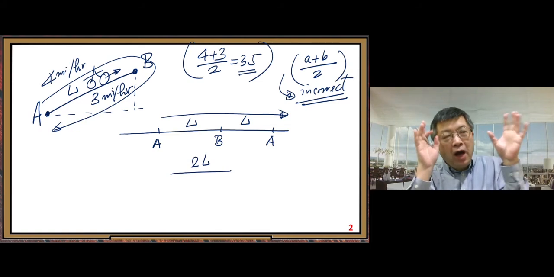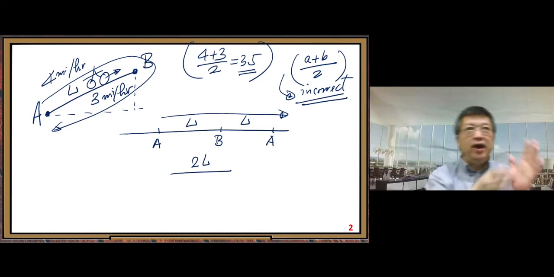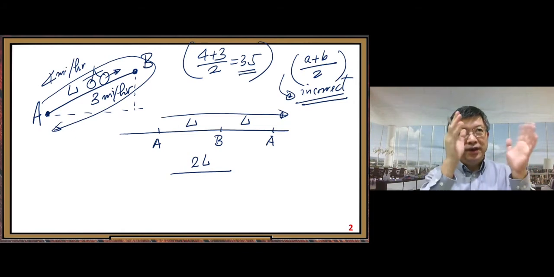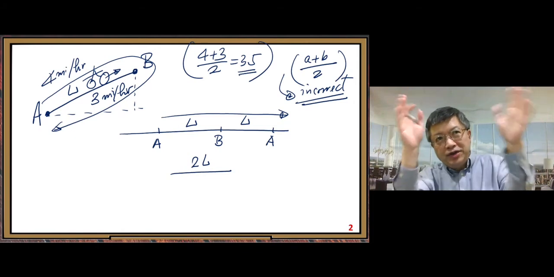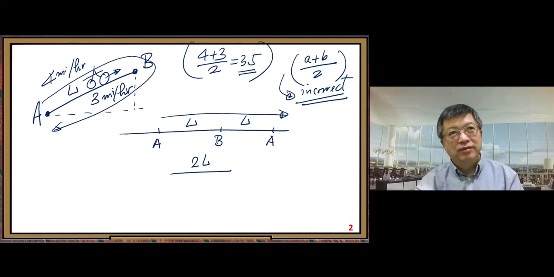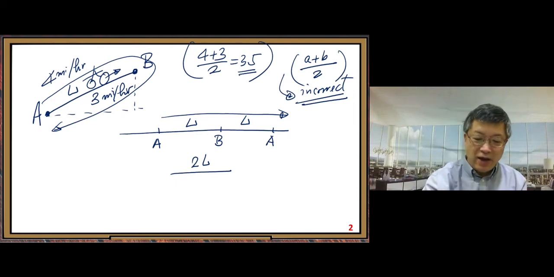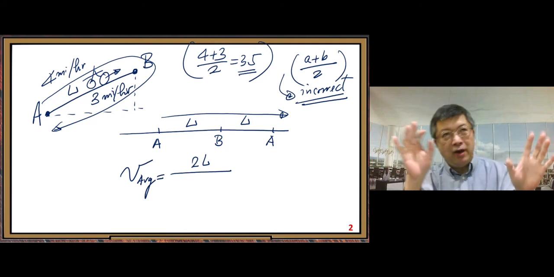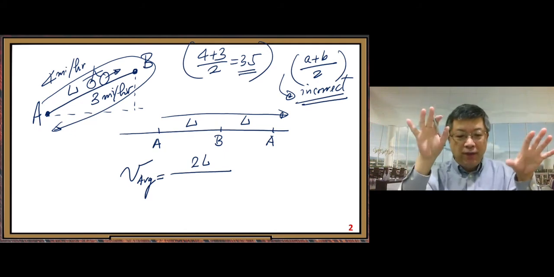What is the total time from A to B and B to A? Total distance divided by total time is the average speed. So the average speed, V average, equals the total distance over total time. Total time equals two parts.